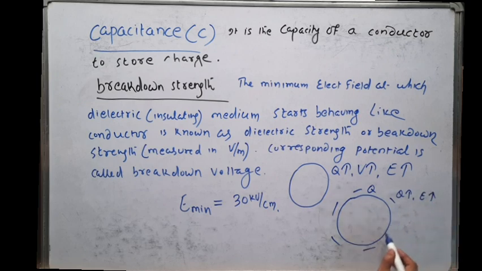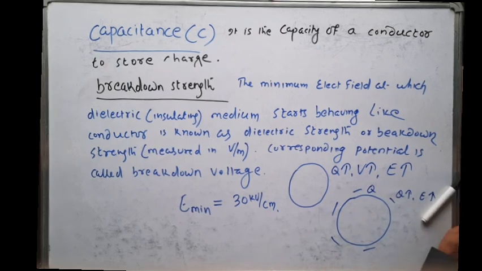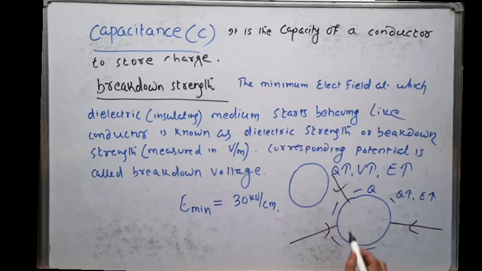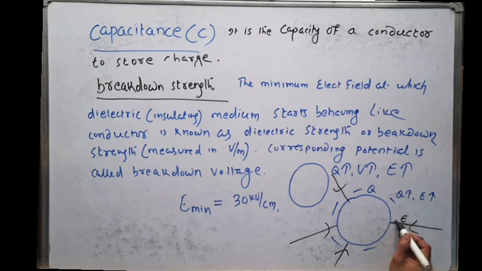But since it is a negative charge, what is the direction of the electric field? The direction of the electric field is towards it. We know the electric field is always directed towards a negatively charged body. So this is the direction of the electric field. If I take a dielectric molecule, the electric field will exert a force on the positive charge along the direction of the electric field. That means the positive charge will come here and the negative charge will move opposite to the direction of the electric field.